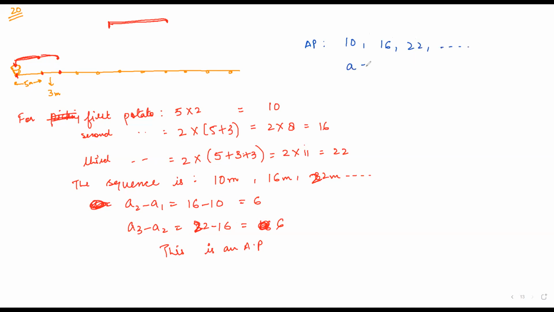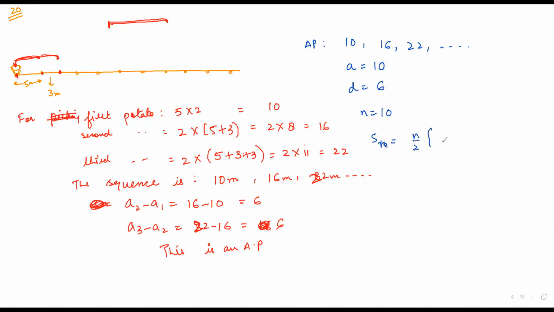Now for this AP, A is equal to 10, D is equal to 6, and how many total potatoes are there? 10 potatoes. So N is equal to 10. Understood? Yes, because total 10 potatoes are there. So ultimately 10 times she is covering, like 10 distances we are adding for first potato, for second potato, for third potato, like that. So you can find the sum now. Sum, that means S10.